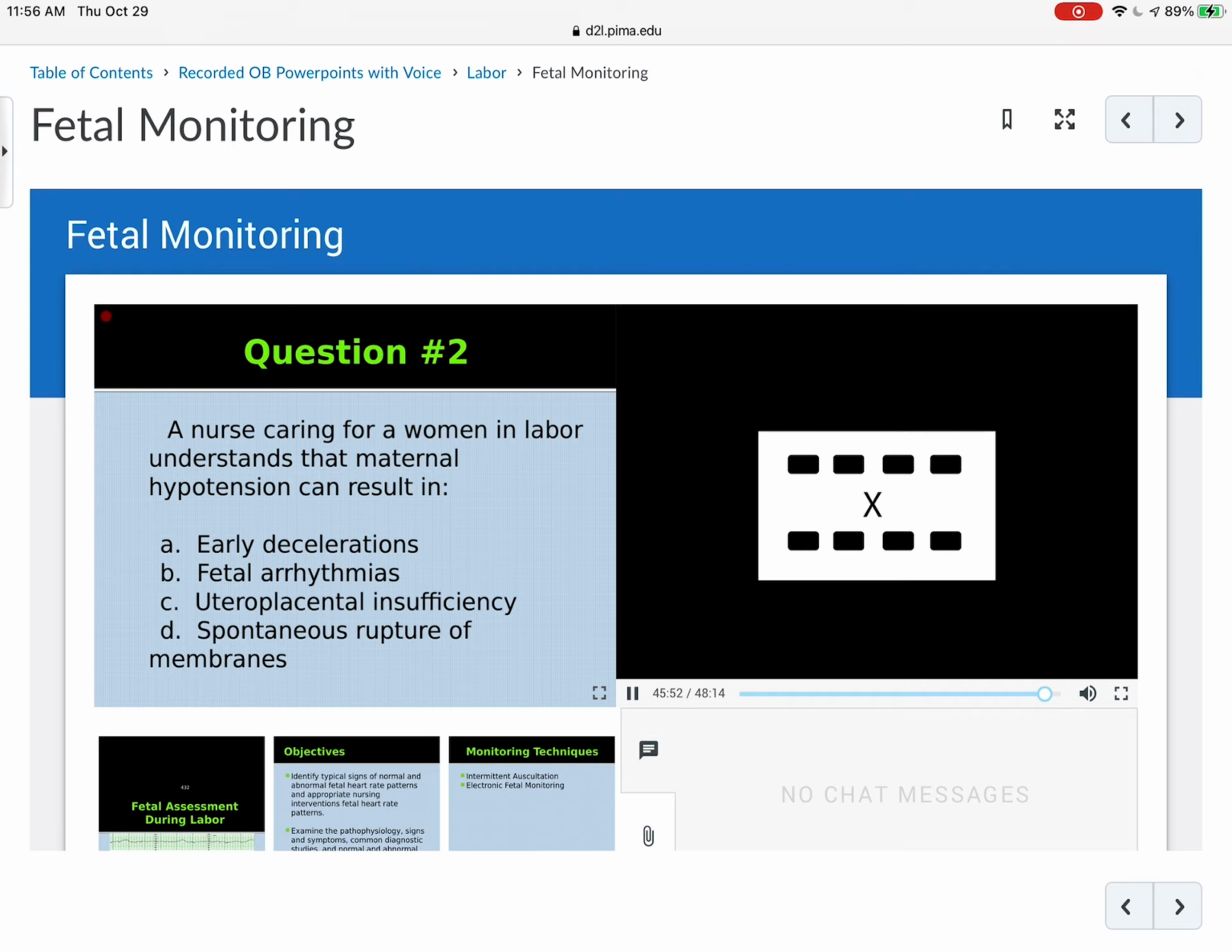A nurse caring for a woman in labor understands that maternal hypotension can result in early decelerations. Well, that's caused by head compression. Fetal arrhythmias, well, we didn't even talk about that. Uteroplacental insufficiency. Well, remember, if we have low blood pressure, we're not going to have perfusion to the placenta, so uteroplacental insufficiency is the answer. Spontaneous rupture of membranes? No.